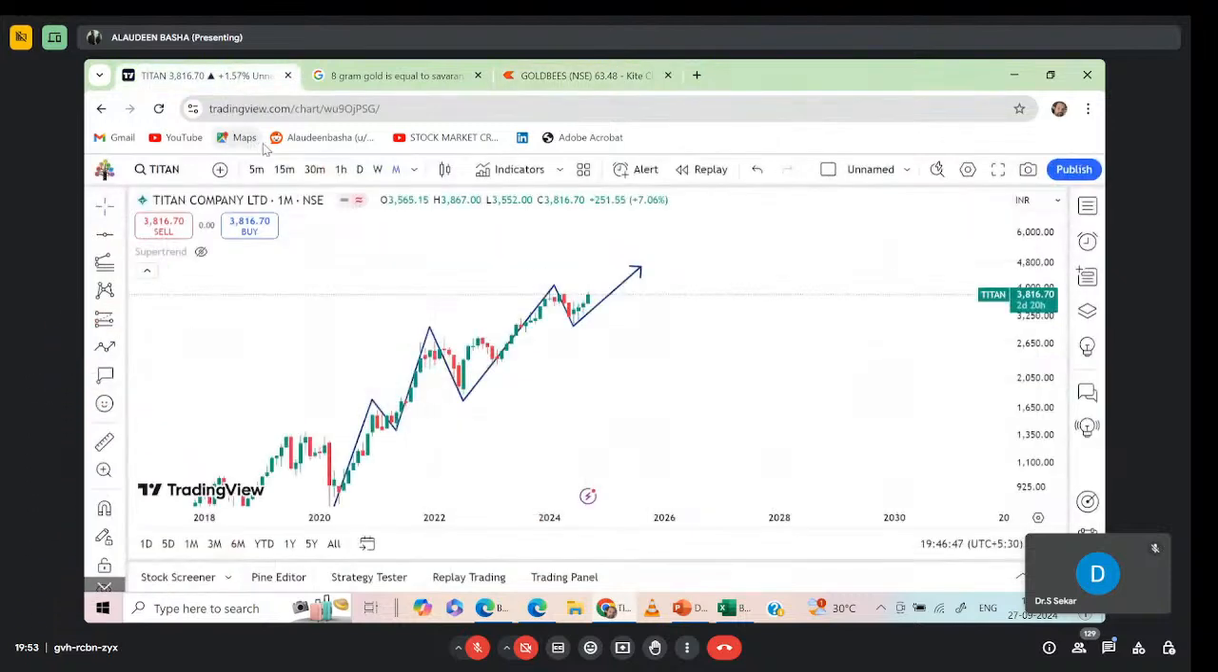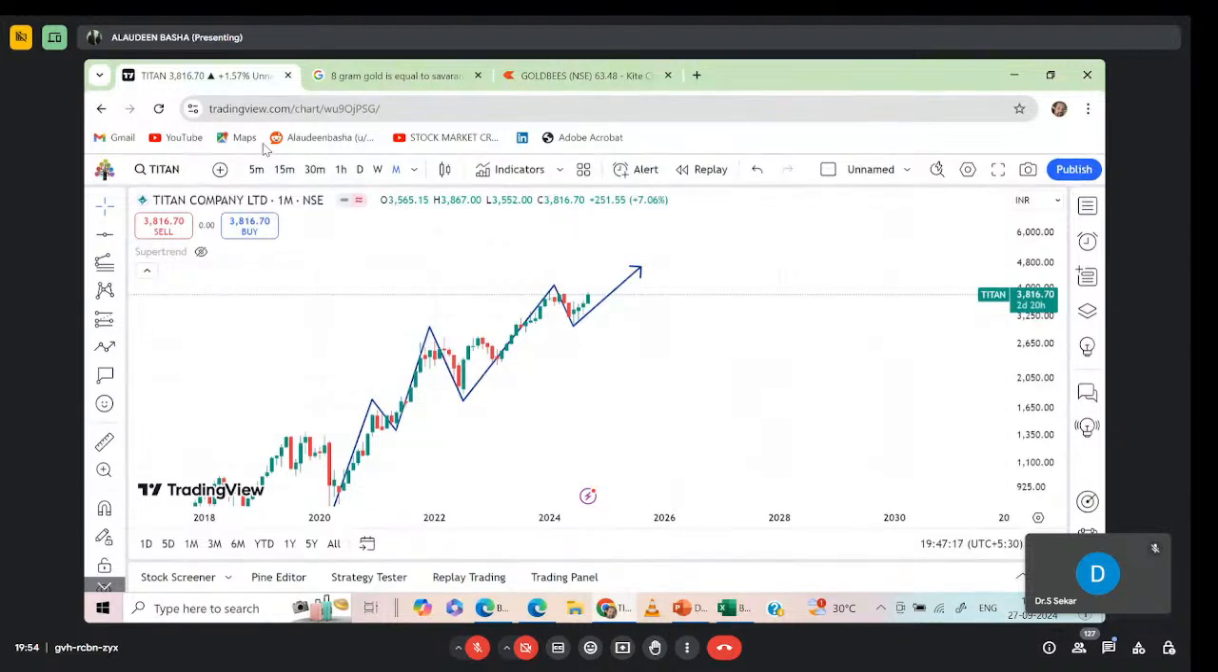Anyone can judge what is the future price of gold. This is the $100 million question. Can anyone predict what will be the price of gold in 2030, or after 5 years? Maybe 15 to 20,000 per 10 gram. I'm asking about 10 gram, 24 karat.